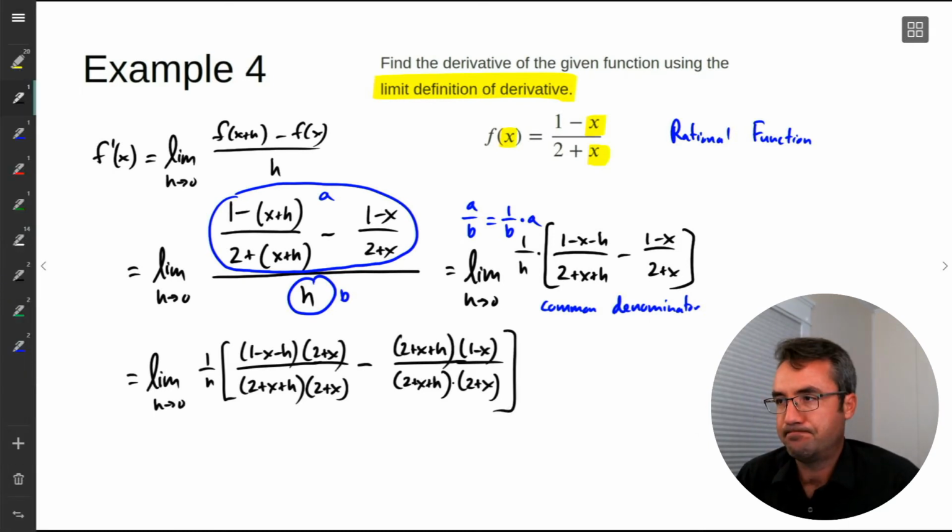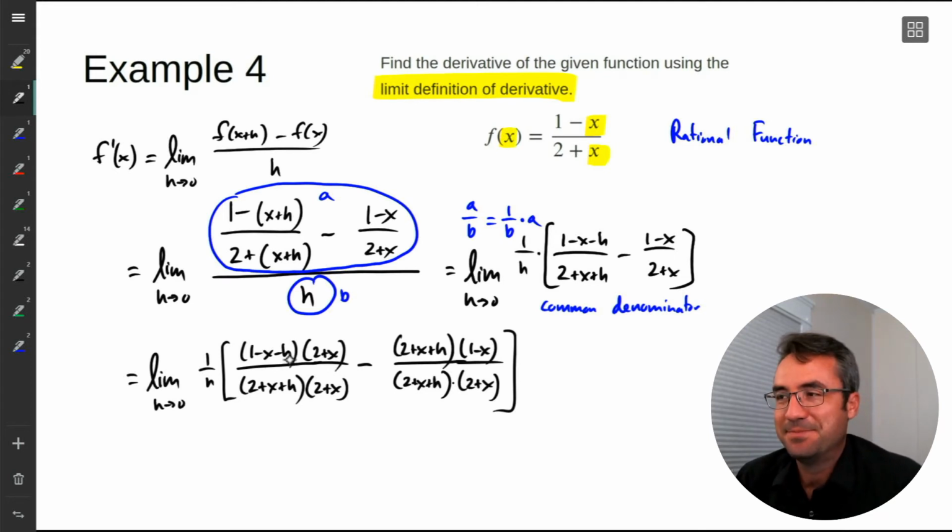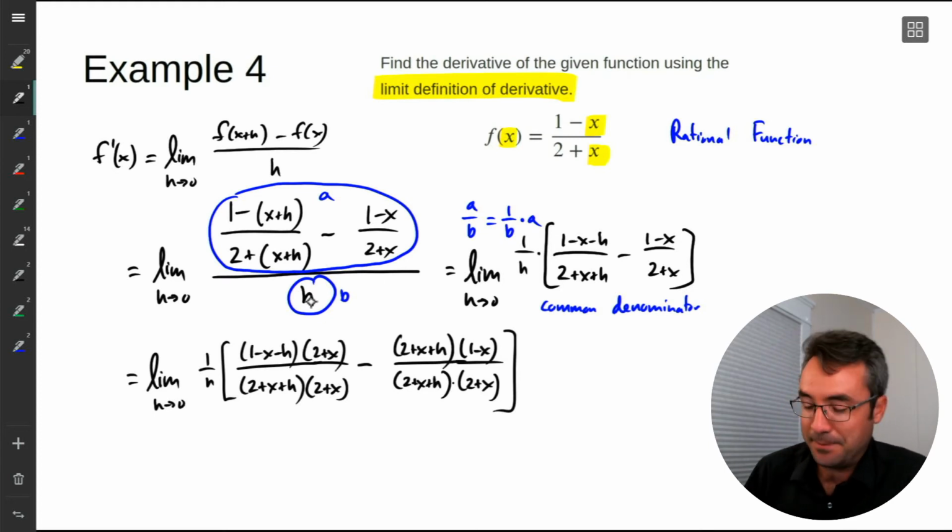All right. All right, we're getting there. It's looking more complicated as we go, but there's going to be some fun canceling coming up. But before we get there, we got to do some multiplication. We got to multiply all these out. So let's multiply out these two, this numerator here. What are we going to get?